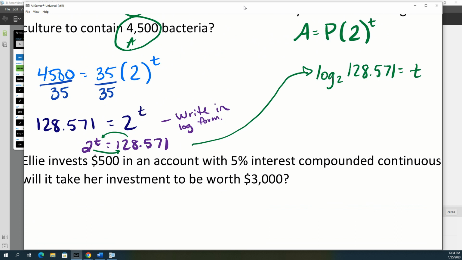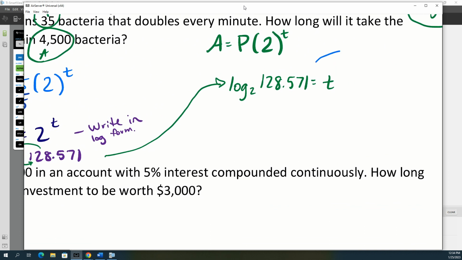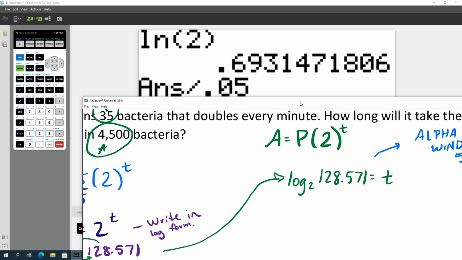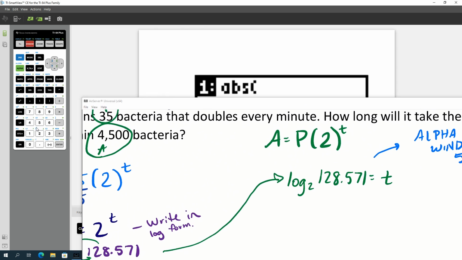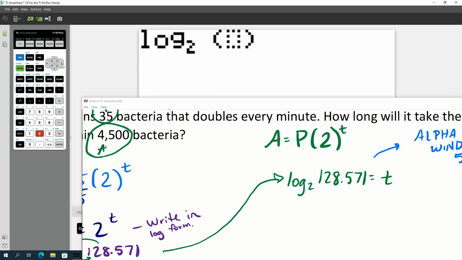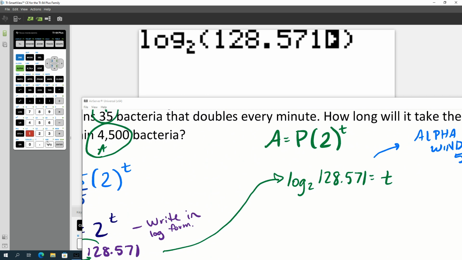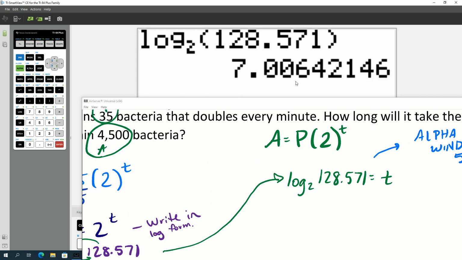Now, on your test on Friday, there's a lot of times that you're going to need to be able to get the log base in the calculator. Do you guys remember? Good. Alpha, window, 5. All right, that pretty much looks like 7 years. No, not years. Just kidding. 7 minutes.